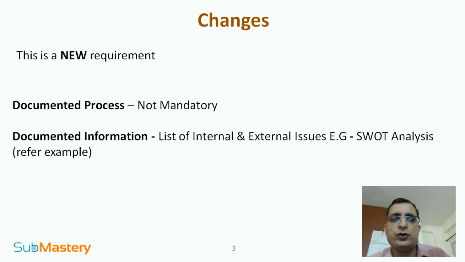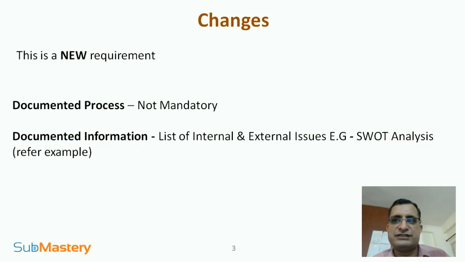Obviously this is a new requirement and nowhere is a documented process mentioned. Documented process is not mandatory, but because it was written that we monitor and review information, it means yes, we need to have some sort of documented information. One way is to make a list of internal and external issues, and one very popular way of doing this is SWOT analysis. This is not the only way, there are other ways to do it, but as far as I know, this is one of the best ways.